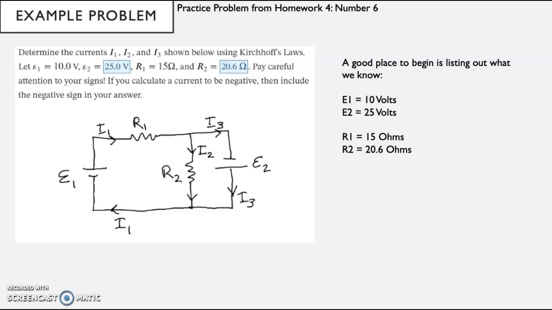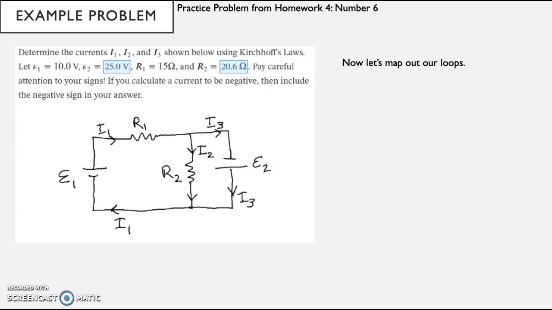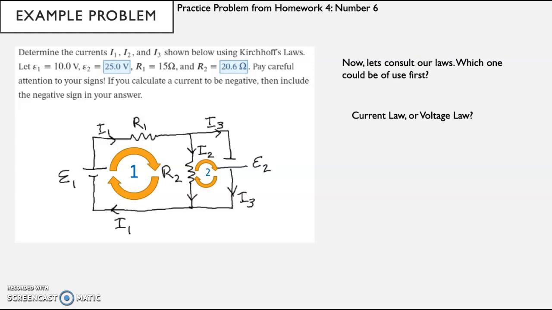A good place to begin is listing out what we know. E1 is equal to 10, E2 is equal to 25, resistance 1 is 15, and resistance 2 is 20.6. So what we don't know is the values of all of the currents and the direction of current 2. So now let's map out our loops. We'll label the left loop as loop 1 and the right loop as loop 2.